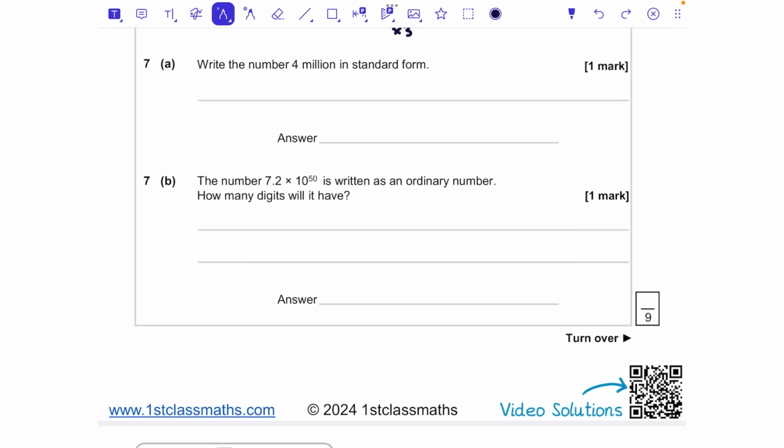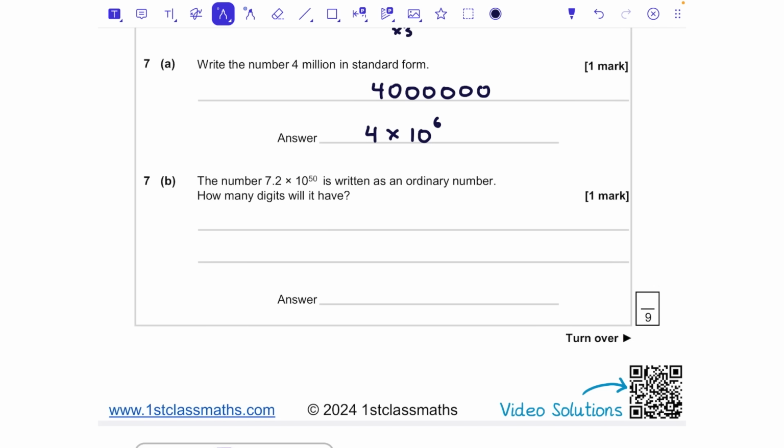Question number 7a, write the number 4 million in standard form. So 4 million looks like this. It is a 4 in the millions column. And to write that in standard form, we need a number between 1 and 10. Can't equal 10, but it can equal 1. So 4 multiplied by 10 to the power of 6. That would be 4 times by 10, times by 10, times by 10, times by 10, times by 10, times by 10, 6 times. So 4 times 10 to the power of 6.